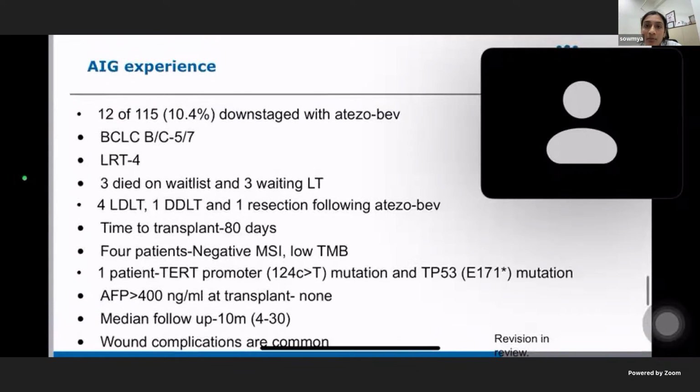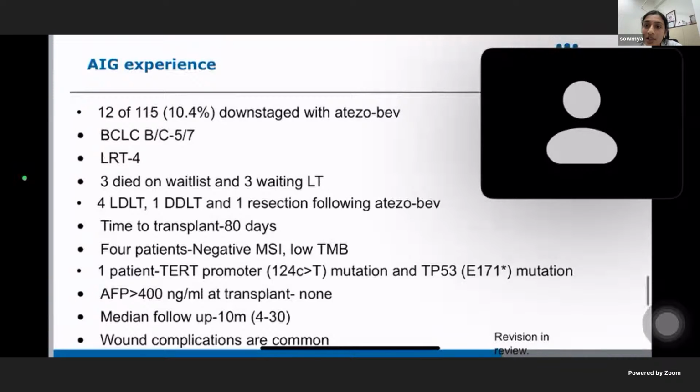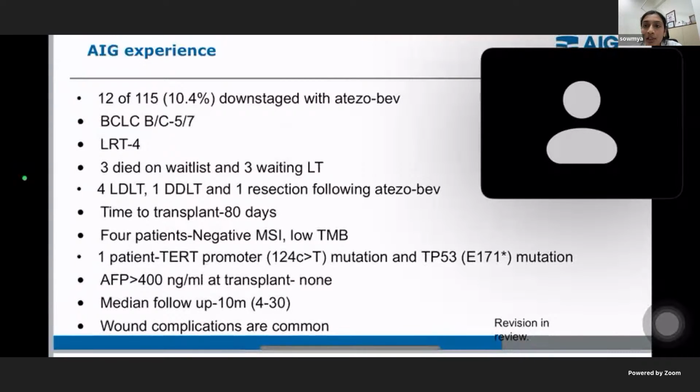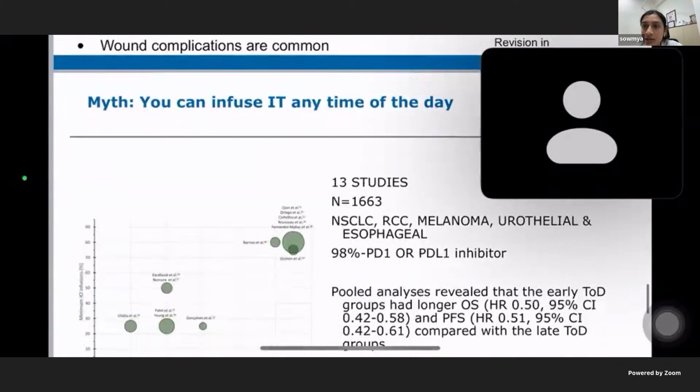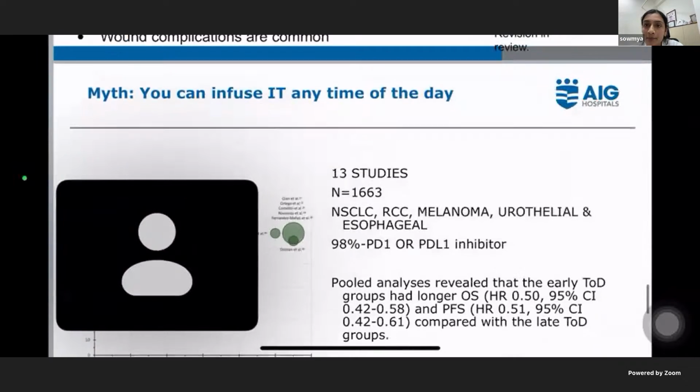And wound-related complications are common in these patients, probably due to bevacizumab affecting wound healing.